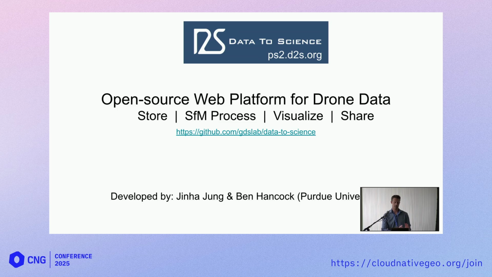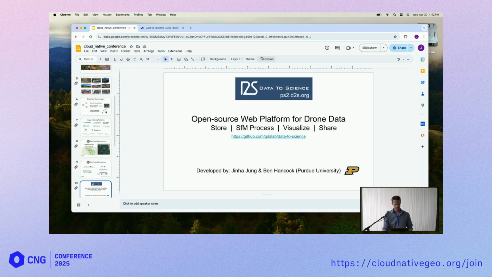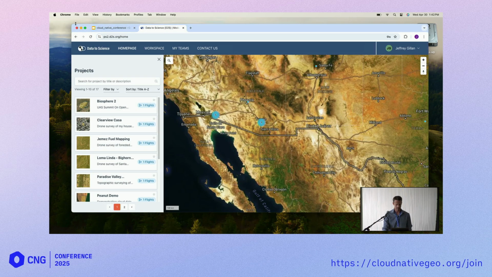It's developed by Jinha Jung and Ben Hancock at Purdue University. They've done a fantastic job of making this stuff. They took the concept of Open Aerial Map, but updated it a little bit more. When you upload imagery into it, it automatically becomes a COG, or a cloud-optimized point cloud, and it's really easy to share things out. So I just want to give a quick little demo of it.